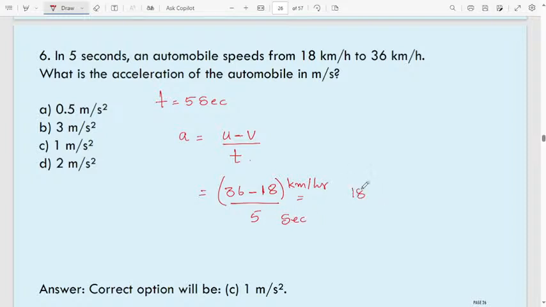This will be 18 into, convert to meter per second, 1000 divided by 3600 into 5. The zeros get cancelled. 5 ones are 5, 5 twos are 10. Then this will be 1 meter per second. Okay, I have to convert this better. Do it here in one more step, otherwise you will get confused.